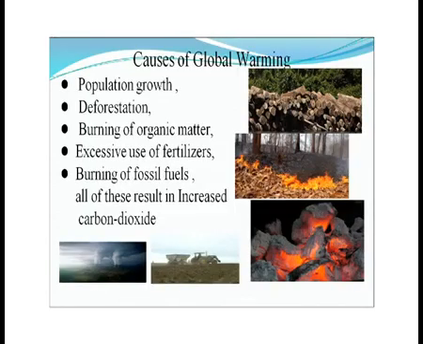Causes of global warming, we are quite familiar with most of these causes. Number one is population growth, followed by deforestation, burning of organic matter, excessive use of fertilizers, and burning of fossil fuels. All these lead to increased carbon dioxide in our atmosphere.